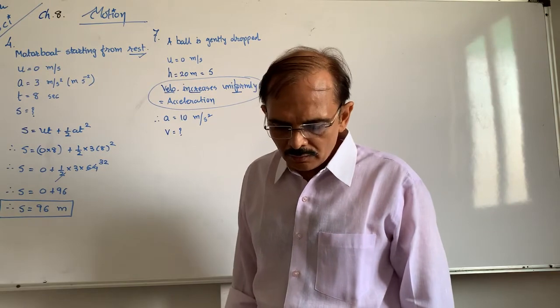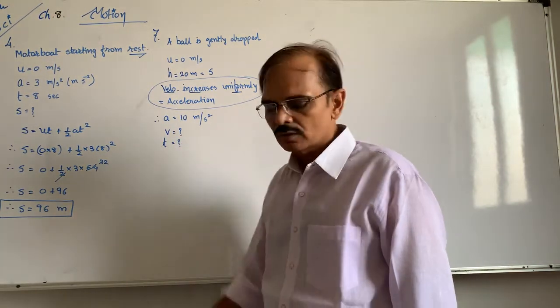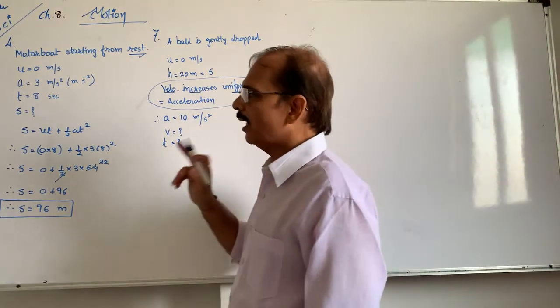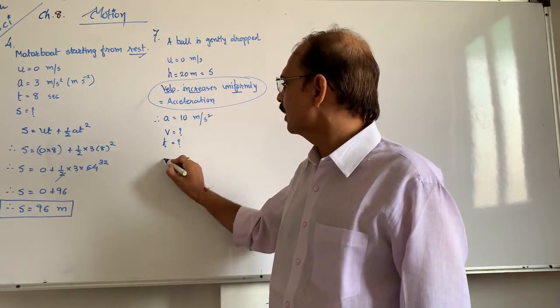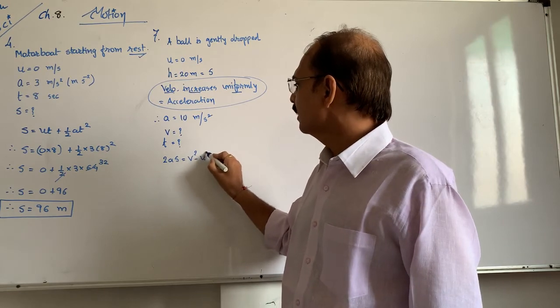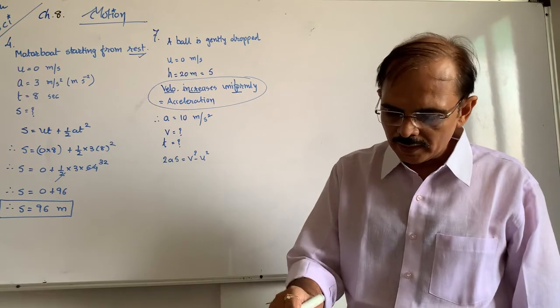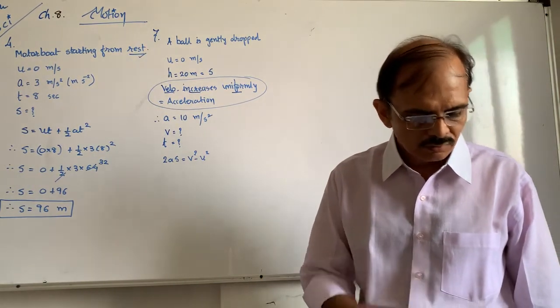After what time will it strike the ground? You have to find time also. We want to find time, and time is not given. If time is not given, then you can use the formula 2as equal to v square minus u square. Okay? And after that, you have to find the time after which it strikes the ground.